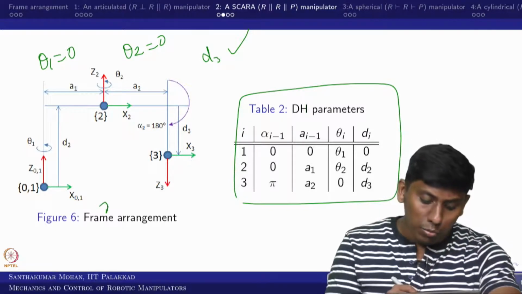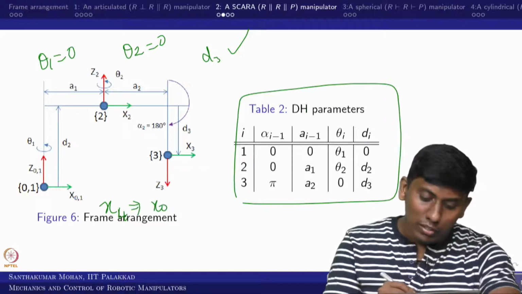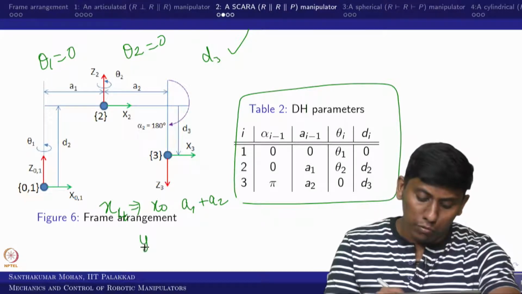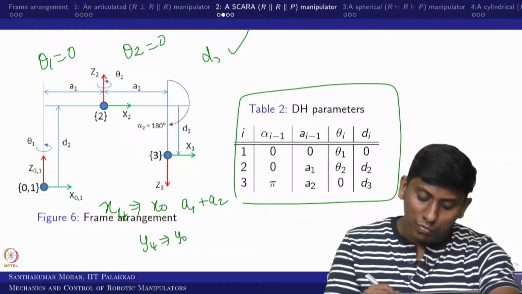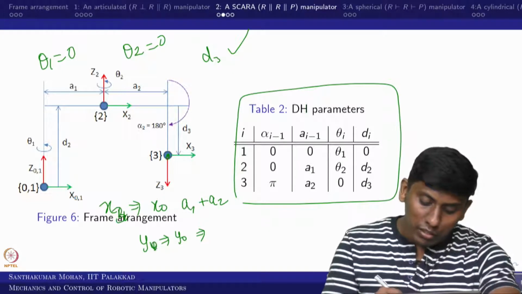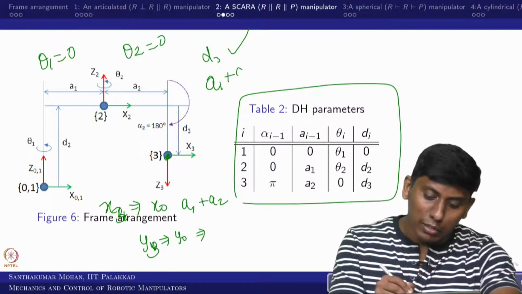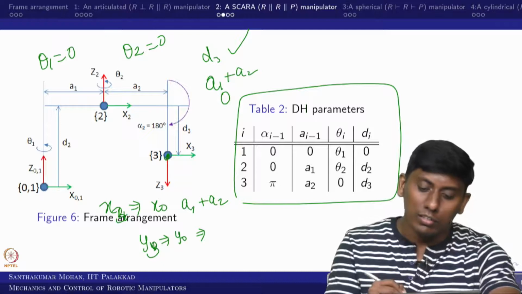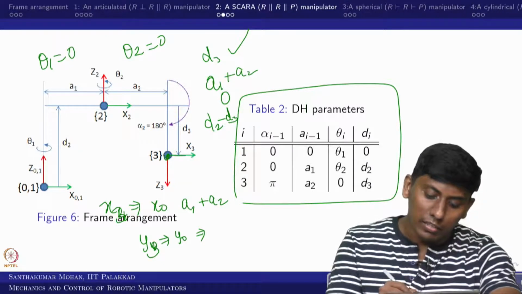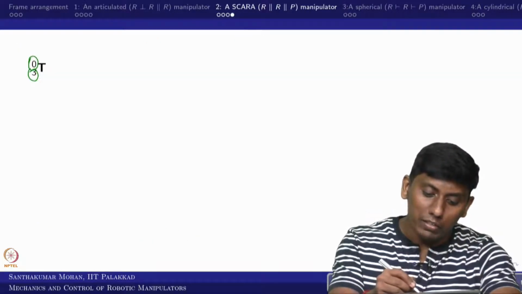In the sense, what would be the x of frame 4 with respect to x0? That would be a1 plus a2. What would be y4 with respect to y0? Or sorry, the third frame. The third frame with respect to 0 is x axis: a1 plus a2 distance, y axis: 0 distance, and z axis: d2 minus d3. This is the opposite direction. Whether we are getting that or not, we will check it.